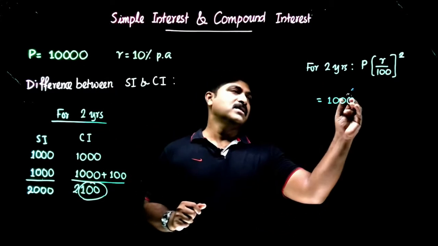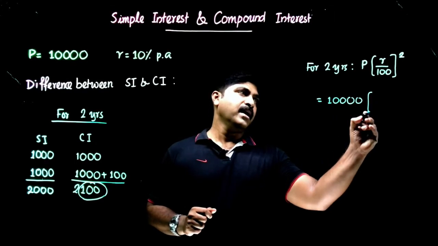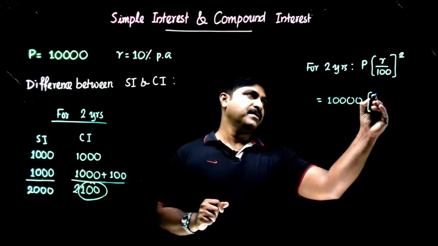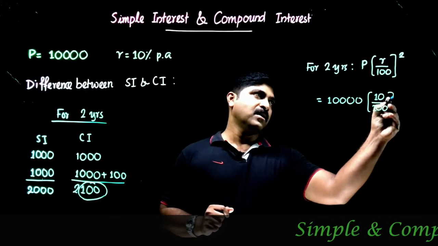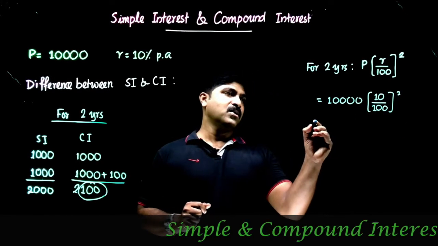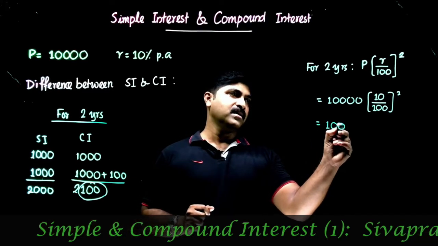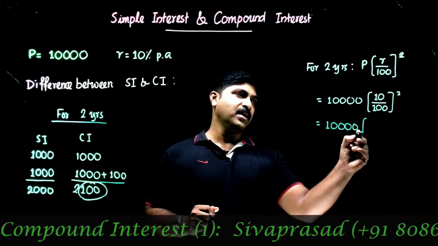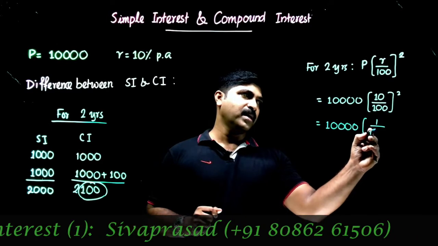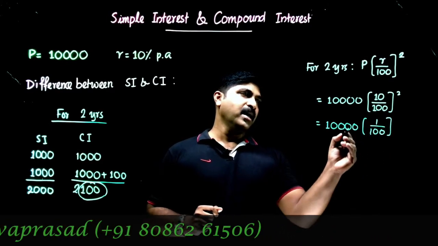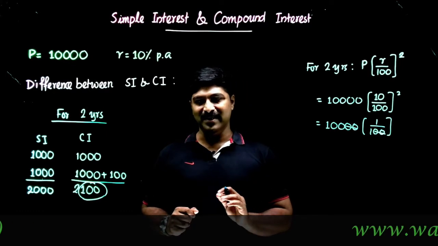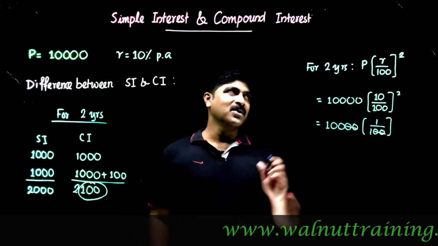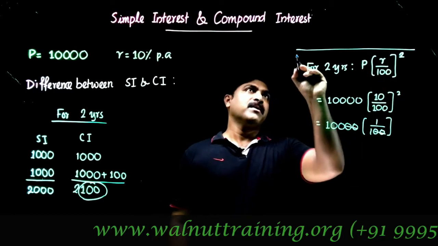Here the principal is 10,000 and the rate of interest is 10. So this is 10 by 100, the whole square. While simplifying this, it is 10,000 into 1 by 100. In further simplification, your answer is 100, which we already got here. So keep this result in your mind.